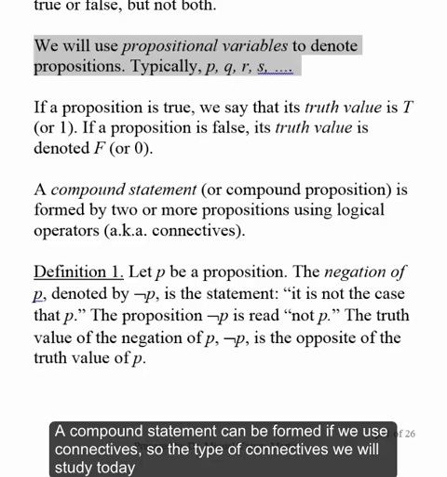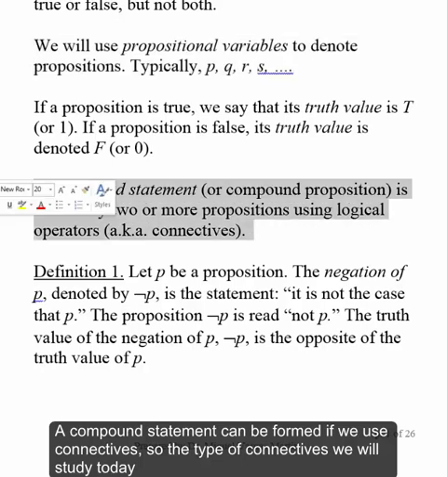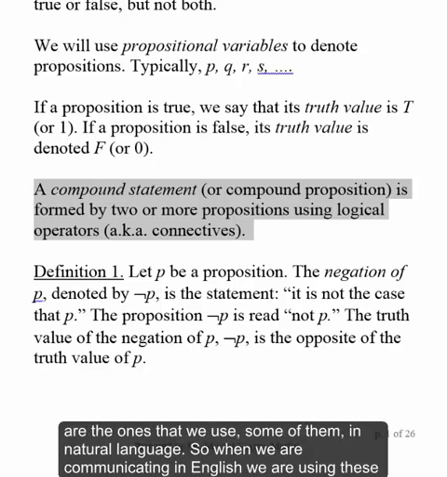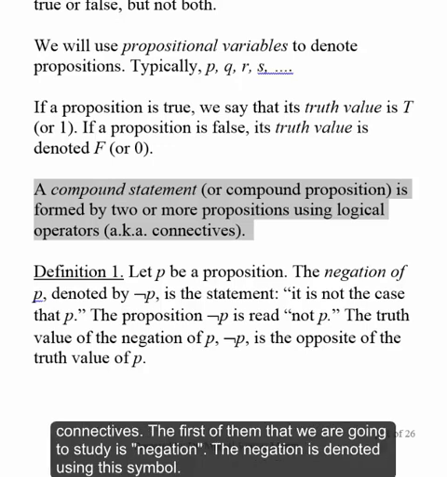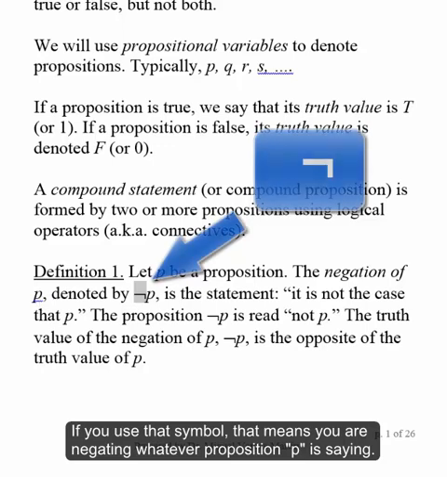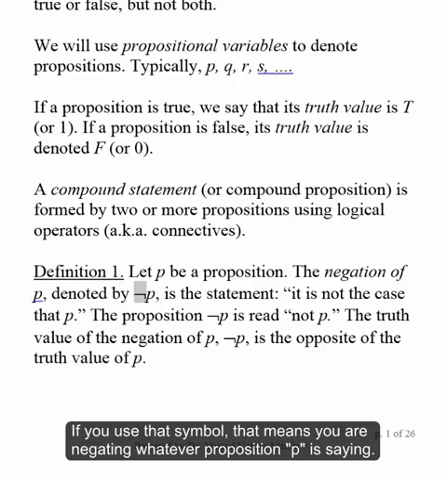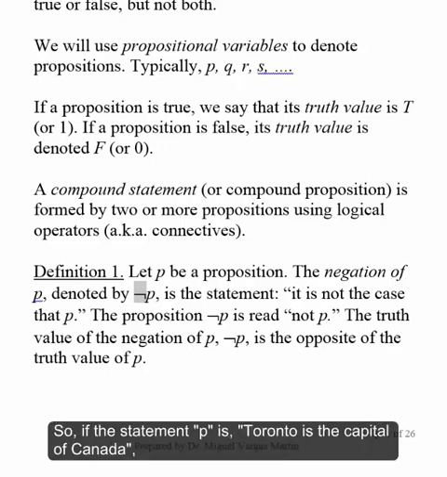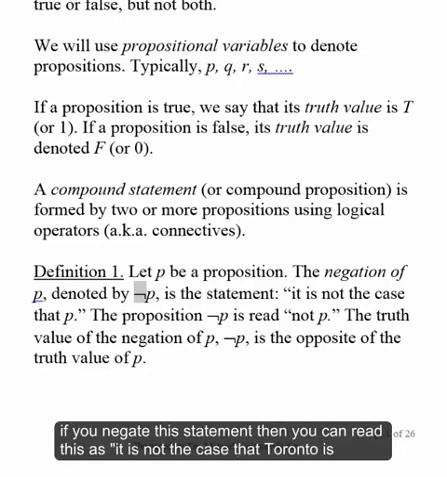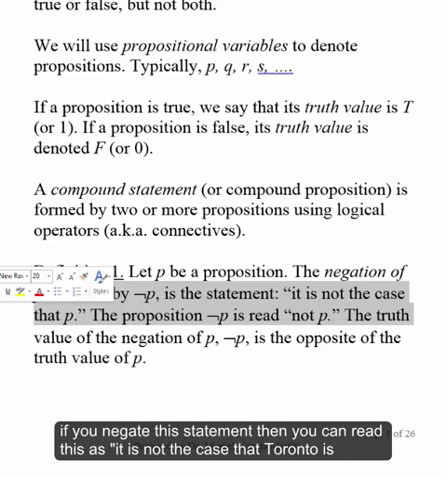A compound statement can be formed if we use connectives. The connectives that we're going to study today are ones that we use, some of them, in natural language. When we are communicating in English, we are using these connectives. The first of them we're going to study is the negation. The negation is denoted using this symbol. If you use that symbol, that means you are negating whatever proposition P is saying. So if the statement P is Toronto is the capital of Canada, if you negate this statement, you can read this as it is not the case that Toronto is the capital of Canada.